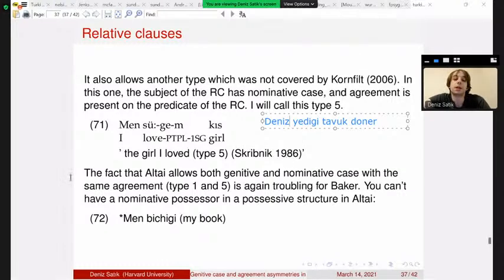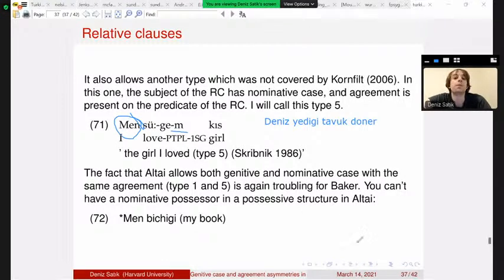And the fact that Altay allows both genitive and nominative case with the same agreement, so Altay allows both type 1 and type 5, is a problem for Baker, because once again, it seems like you can have nominative case. This one is in nominative case with full agreement on the verbal noun, I should say. That's a problem for Baker because he wants to draw a neat picture in which nouns assign genitive case with full agreement. So it seems like nouns can also assign nominative case.